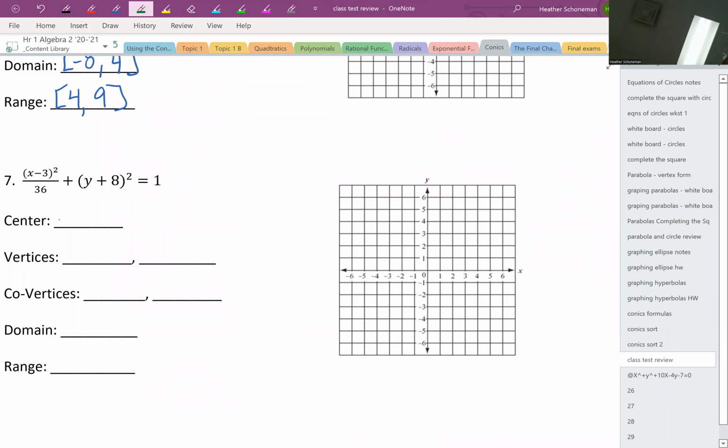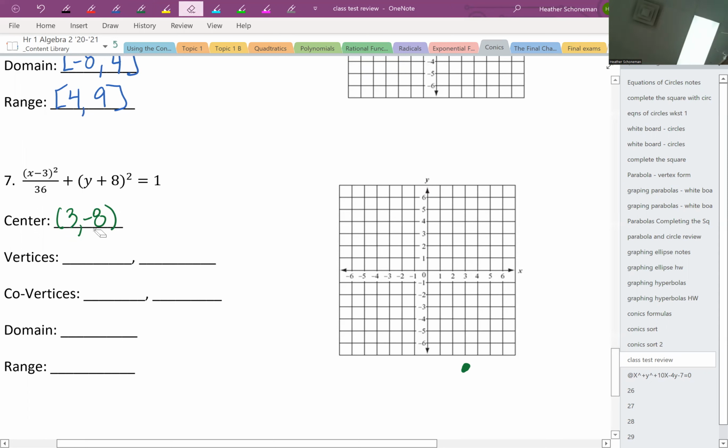All right, one more ellipse. So on this one, the center is going to be 3, -8. So we'll go to 3, -8. Oh, this is not good. We're going to fake this a little bit. Okay. Under the x is a 36.